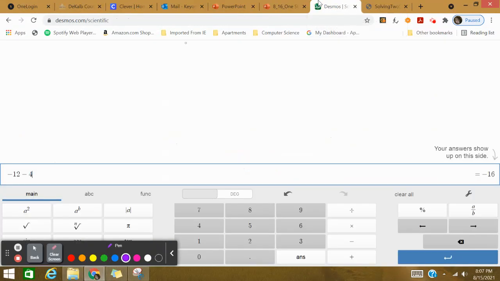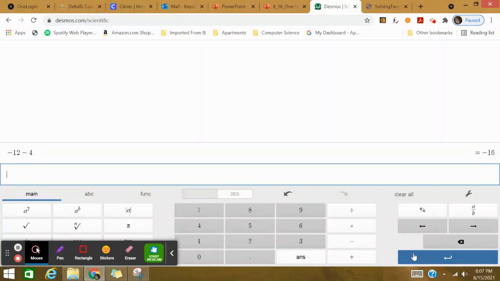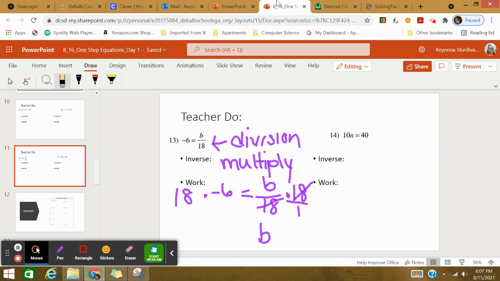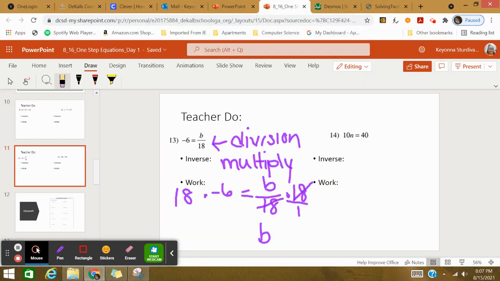Again, if I don't know the answer, I'm already on the Desmos calculator. I'm going to hit the enter button, or you can hit the blue button to enter. And I'm going to go ahead and multiply 18 and -6. And it gives me 108. So in this example, b is equal to -108. And don't forget about the negative sign here, guys. So we're done with that example.